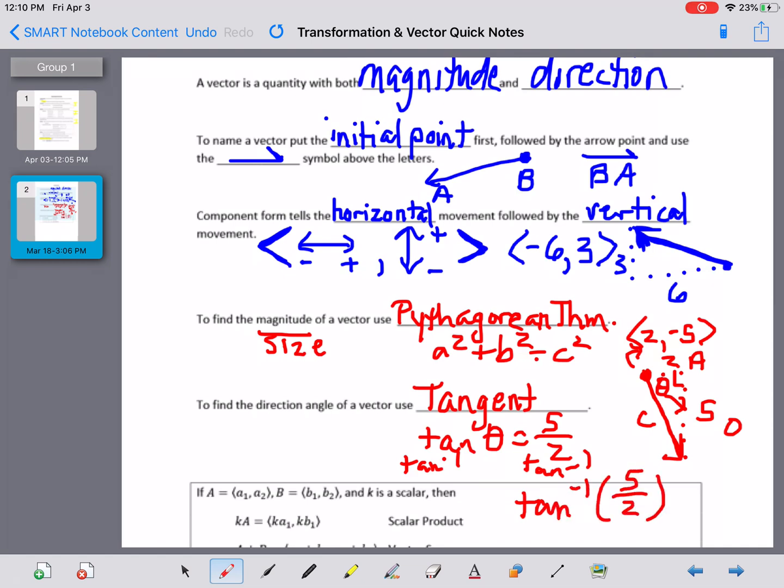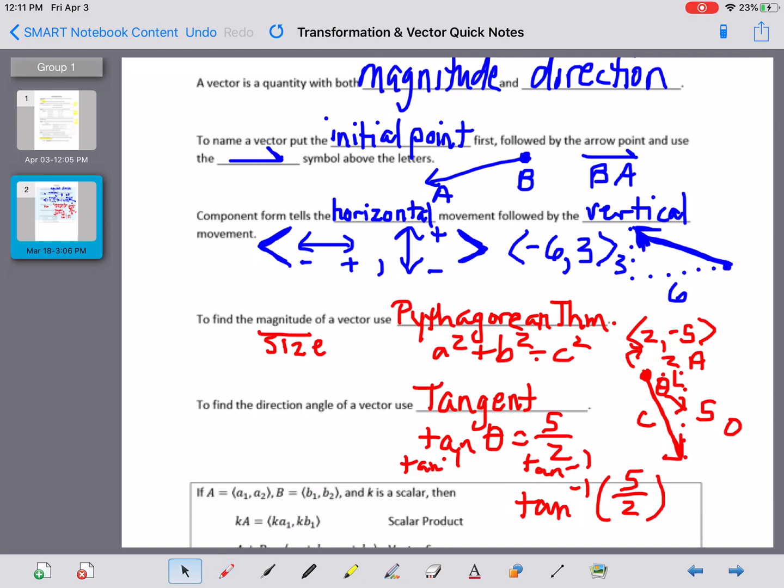Quick note, because I don't think I said this when we took notes originally: this 5 was negative because it told me to go down. When you plug it into tangent, never plug in a negative. Always just plug in the distance, which is 5 over 2. So please don't use the negative in the tangent. If you happen to use the negative in your Pythagorean theorem, it's still going to work out okay because when you square it, it becomes positive. But please try to remember, don't use the negative in the tangent.